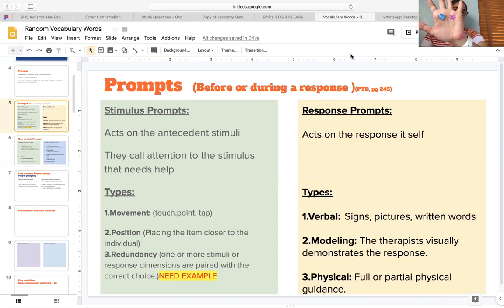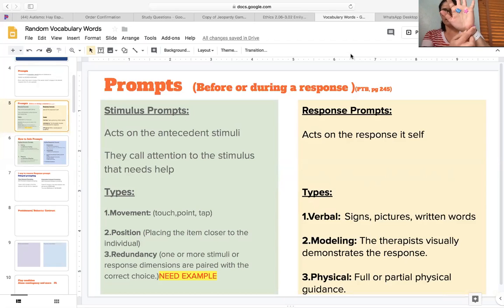What type of stimulus prompt is it? Movement. I touched it. Okay? There was movement on top of it. That's the best way to think about it. There's movement on top of the stimulus. On the stimulus, there's movement. Okay, so I'm gonna give you, I think I have time for more.